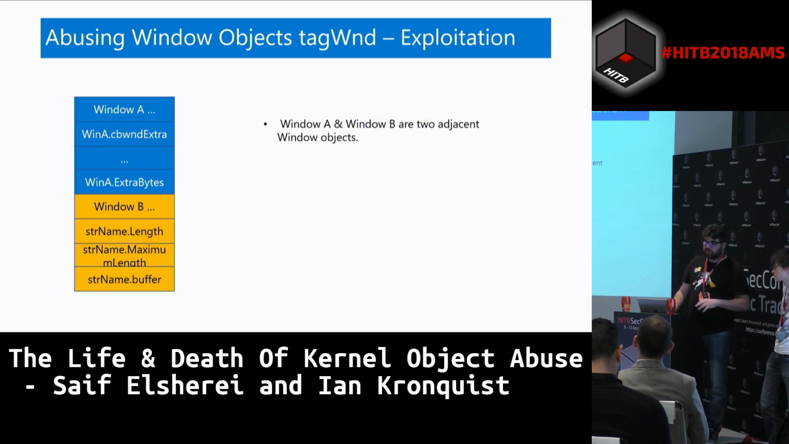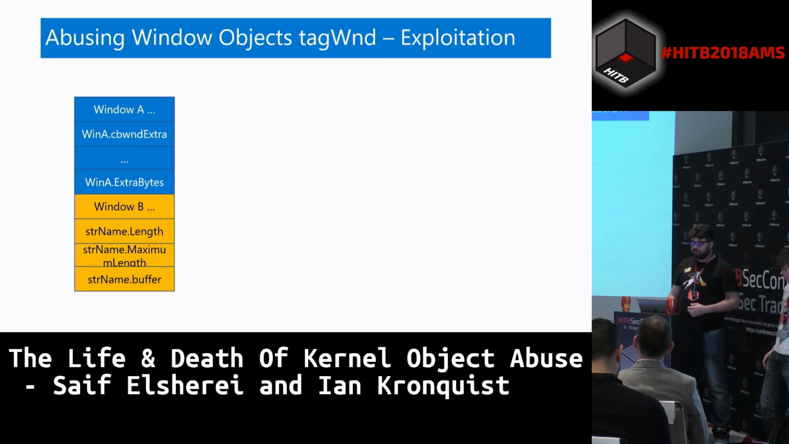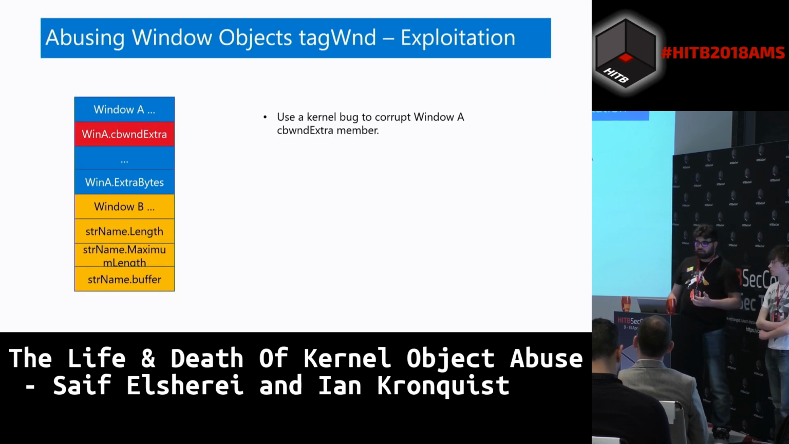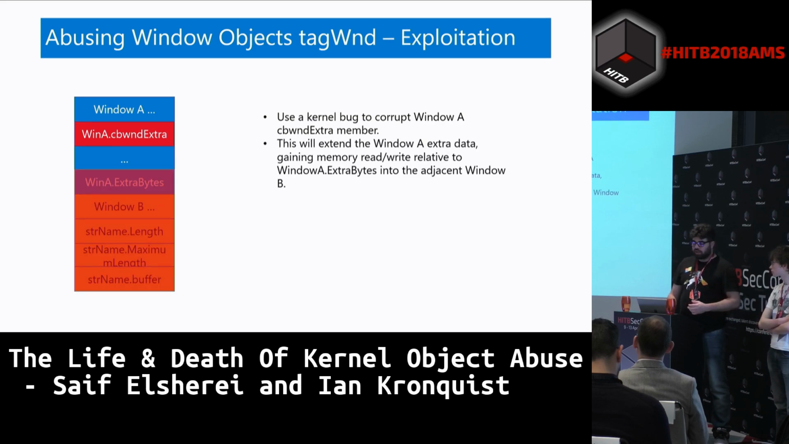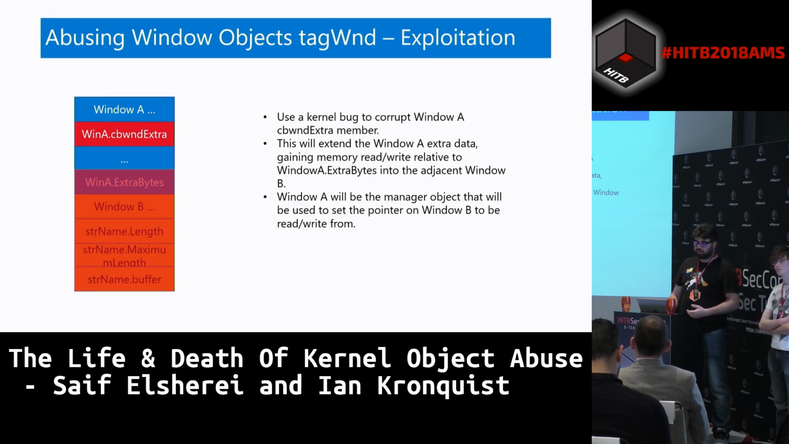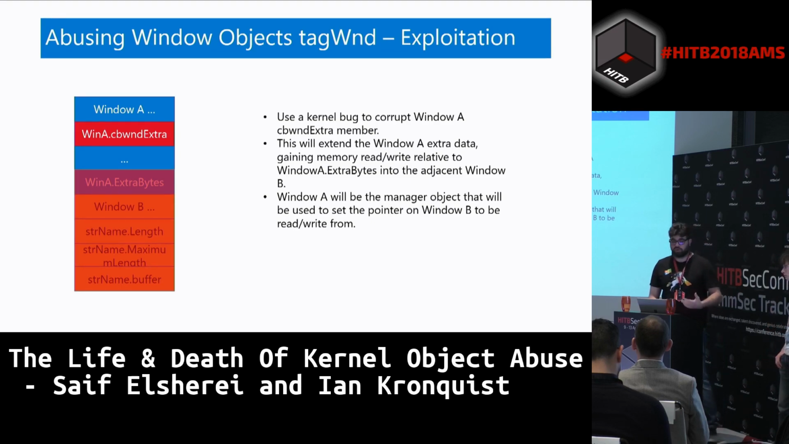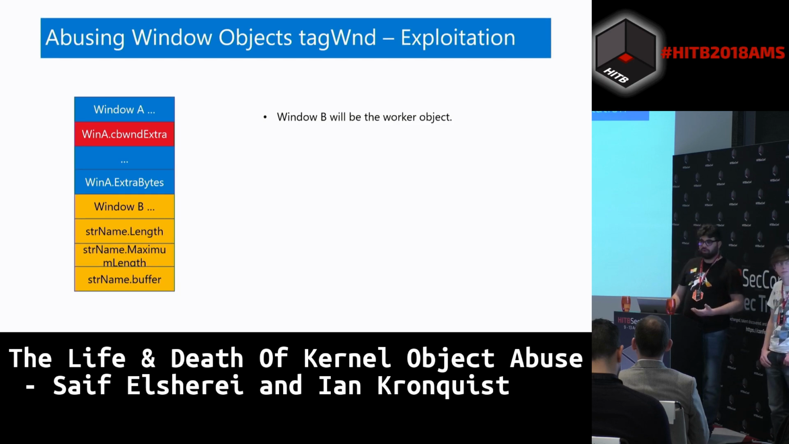Now, moving on to exploiting this kind of technique, if we allocate two window objects adjacent to each other in memory, we could use a kernel bug to actually corrupt the cbWndExtra of the first window object. And then this will allow us to gain relative read and write into the adjacent memory of the next window object, which means that window A will be the manager object that we will use its relative read and write capabilities to actually overwrite certain or interesting data members of the second window object, which will be the worker object. So window B will be the worker object.